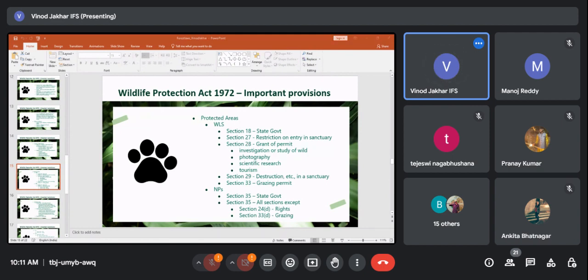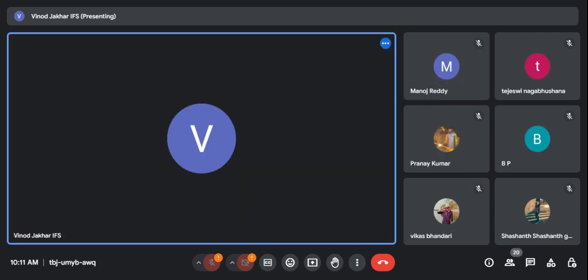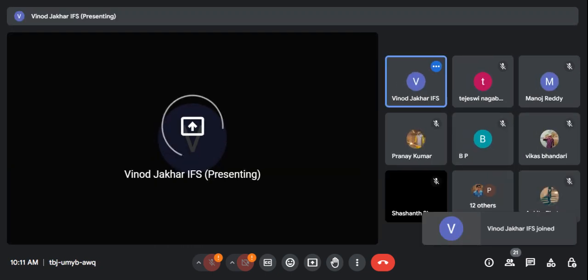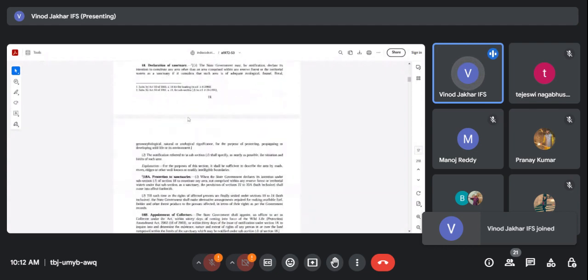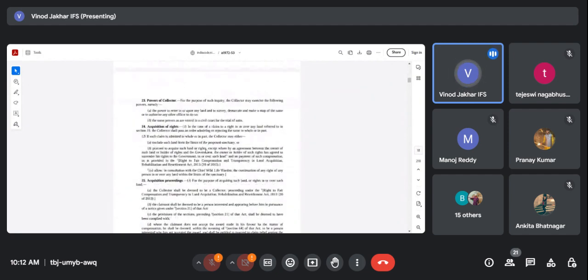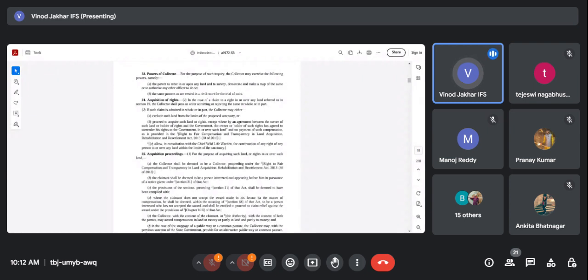So I'll take you to the section that you can see, declaration of a sanctuary, state government may by notification, then again proclamation by collector, appointment of collector. He shall see the existence, nature and extent of rights, and then determine the rights. In a sanctuary, you can keep having some rights. In case of a claim to a right in or over any land, the collector shall pass an order admitting or rejecting the same.